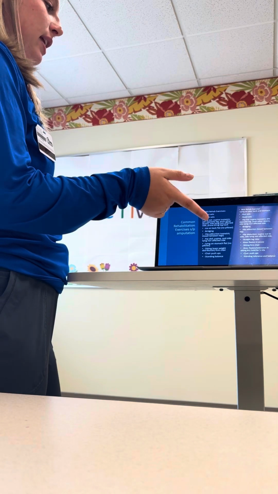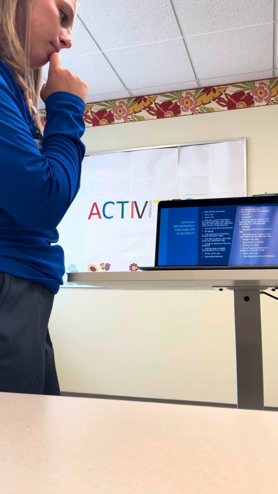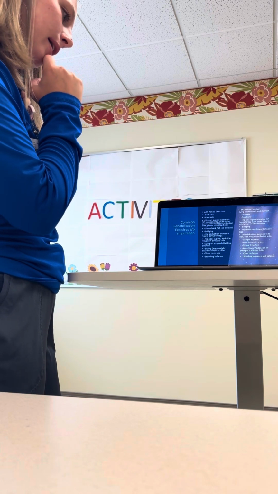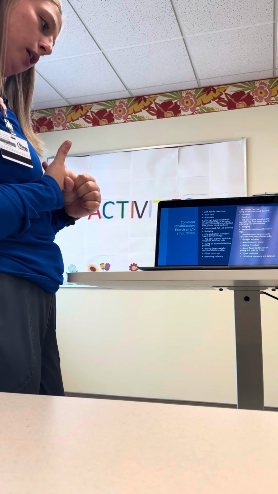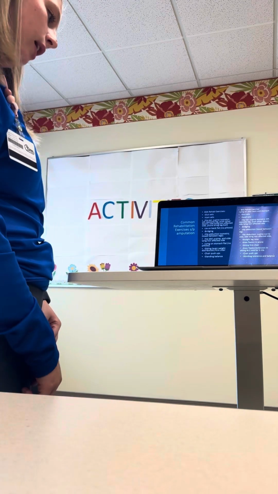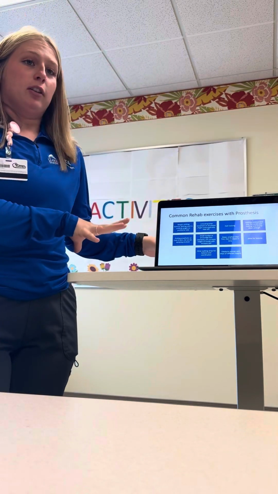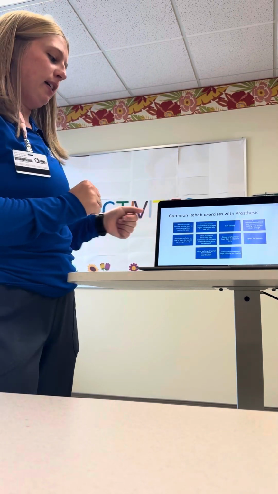And standing balance. And then the below knee amputation rehabs are basically the same, except we include straight leg raises, knee flexion in prone, knee flexion and extension just sitting to get that knee motion so the prosthetic knee doesn't lock up. And then chair push-ups, those are always a good one. This is after, once they have the prosthetic.